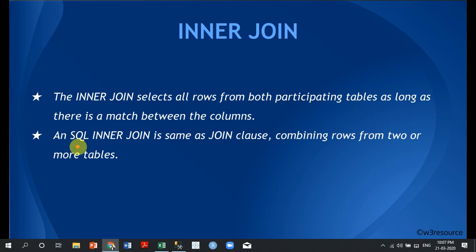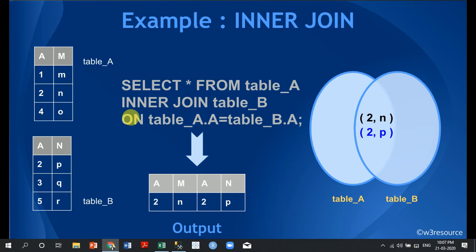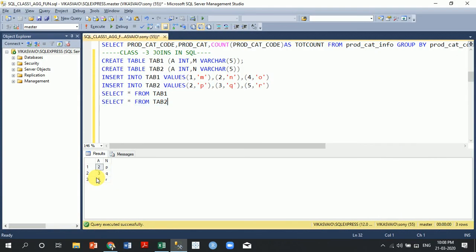Okay, now an SQL inner join is the same as a join clause combining rows from two or more tables, right? So we can perform inner join by using the join clause. We will be using the join clause for it, and we'll be combining the table rows from two or more tables. So let's understand how to do this. These tables we have already created in our database. So let's perform inner join and see the difference.